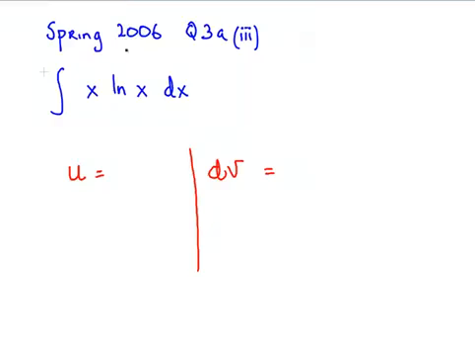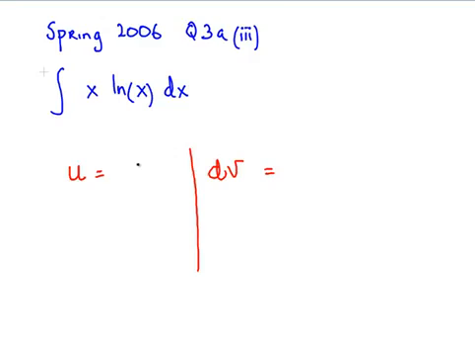Let's look at an example. This is Spring 2006, question 3a, part 3. And what we're looking at here is the integral of x times log of x dx. Okay, so what we have to do here is decide which part is the u term and which part is the dv term.